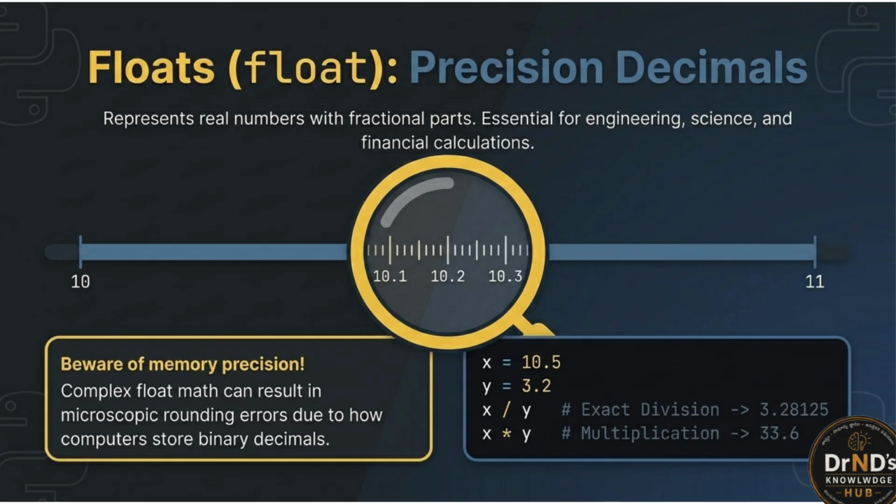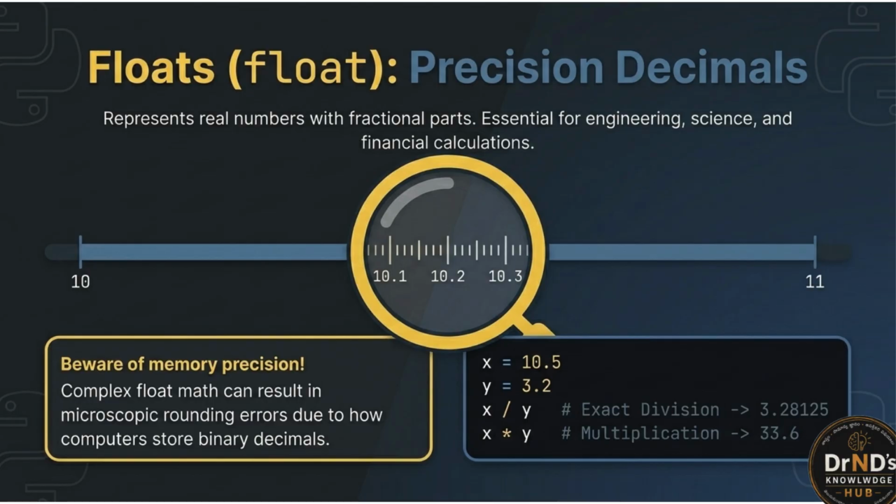In the previous slide, we learned that integers are used to store whole numbers. However, many real world measurements are not whole numbers. For example, you take body temperature. It may be around 37.5 degrees Celsius. Blood glucose may be 98.6 milligrams per deciliter, and a person's weight may be 65.8 kilograms. To store such values, Python uses the float data type.